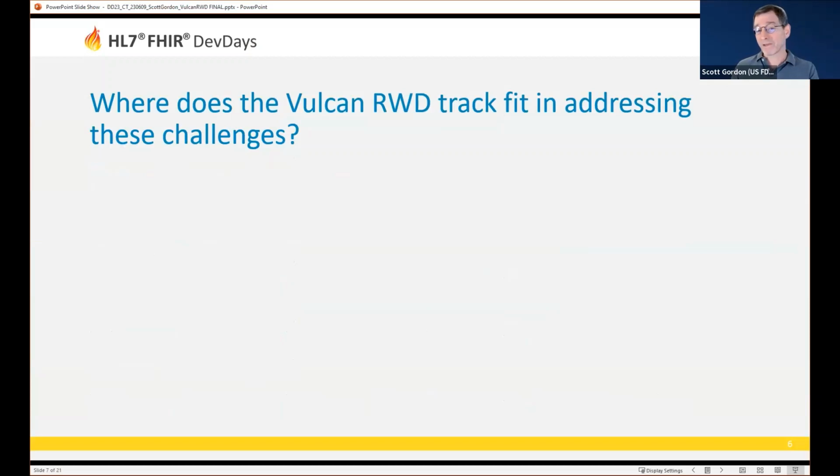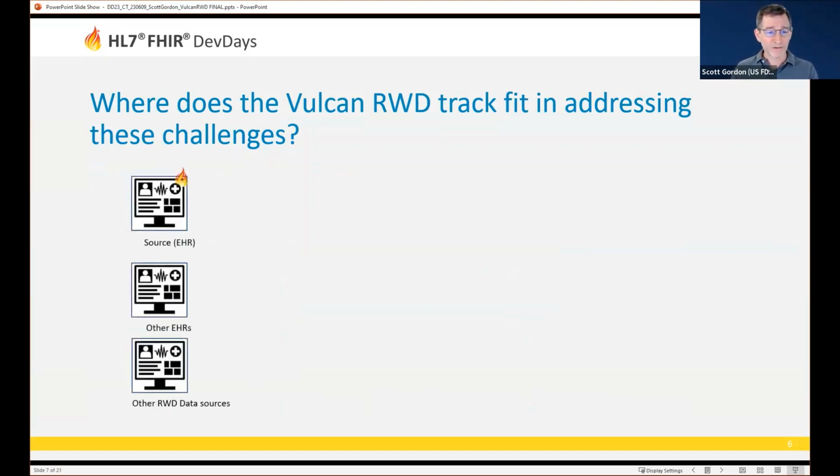There is no one effort that is going to solve all of that. But there are many groups working on many aspects of this. So hopefully, as a totality, this will happen. But where this track, the Vulcan real-world data track, sort of fits in the spectrum is this.